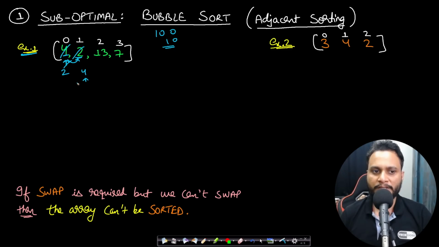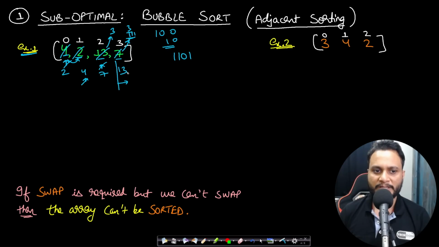Compare this 4 with 13. Are they in correct ascending order? Yes, so don't do anything. Compare this 13 with 7. Okay, they are not in correct order. They need to be swapped. If you want to swap, they have to have the same count of set bits. The count of set bits in 13 is 3, which is 1101, and the count of set bits in 7 is 111, which is again 3, right? So yes, you can do the swap. So when you do the swap, you can move this 7 and 13 here. Now the largest item has been pushed to the end.